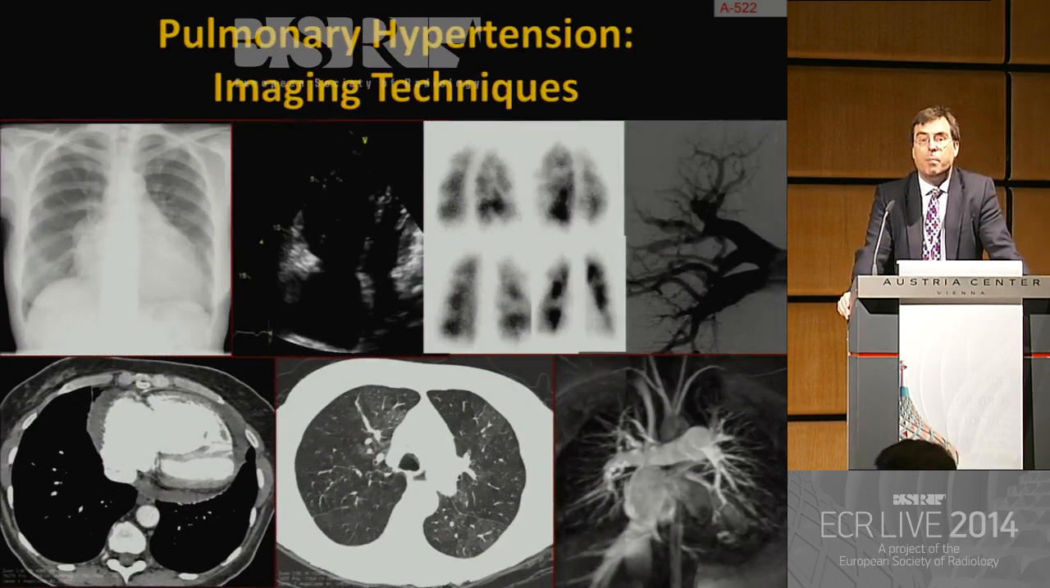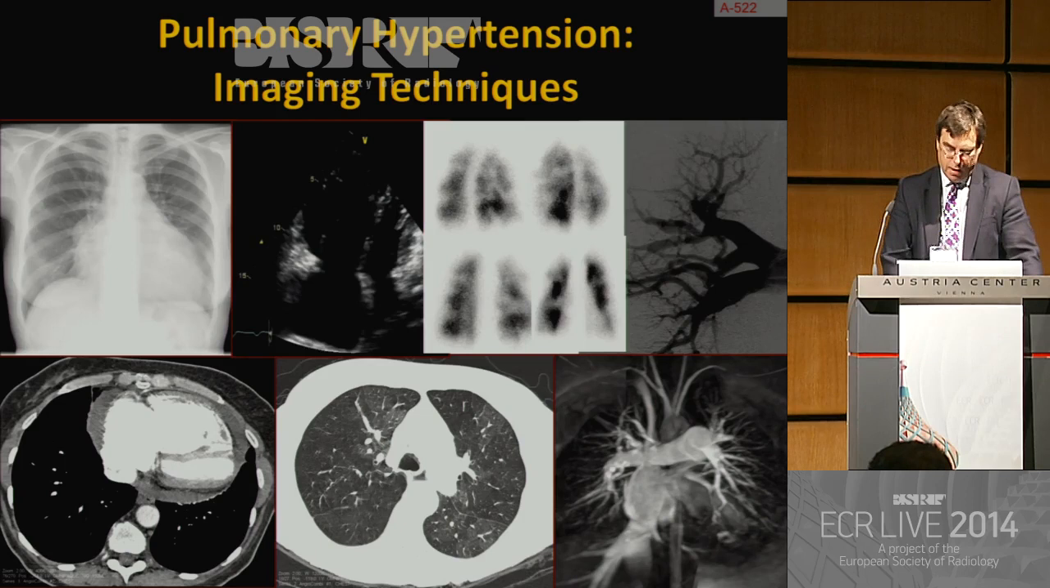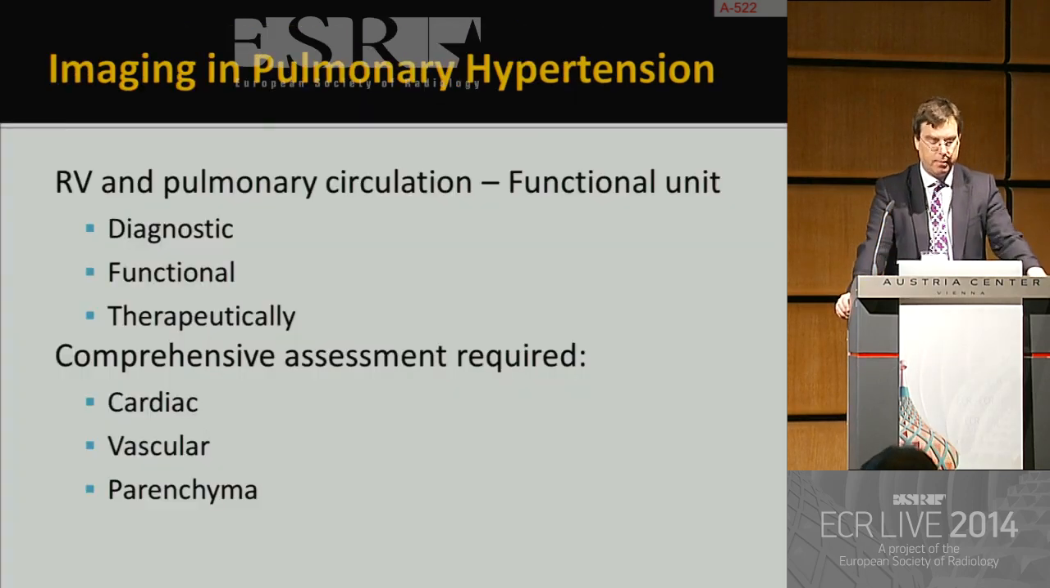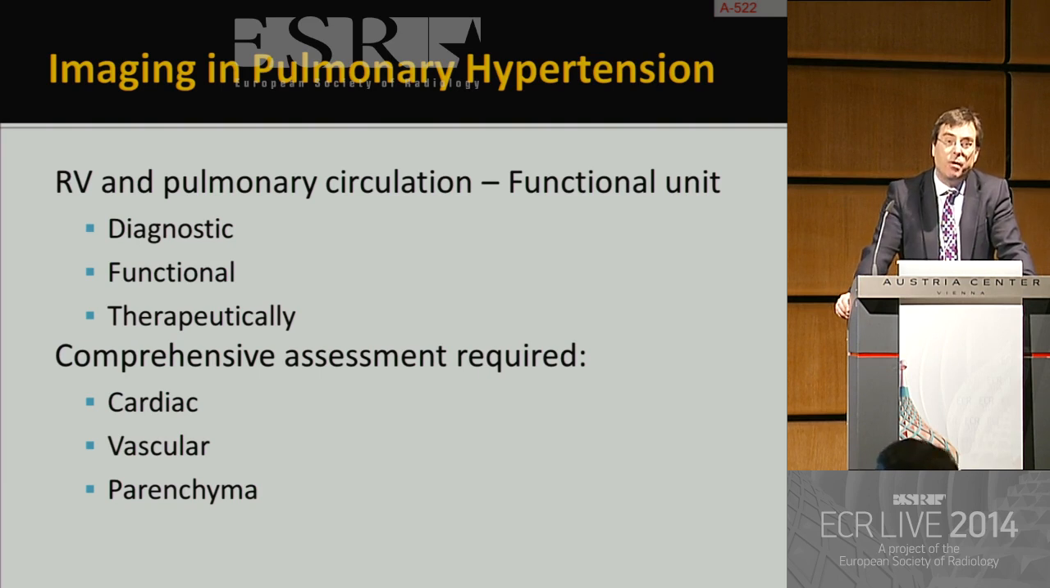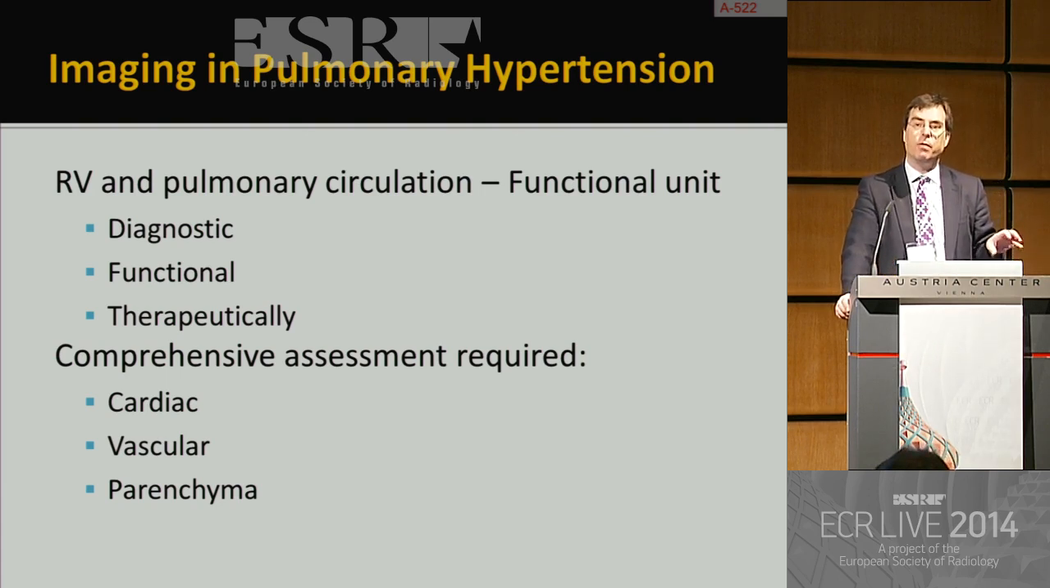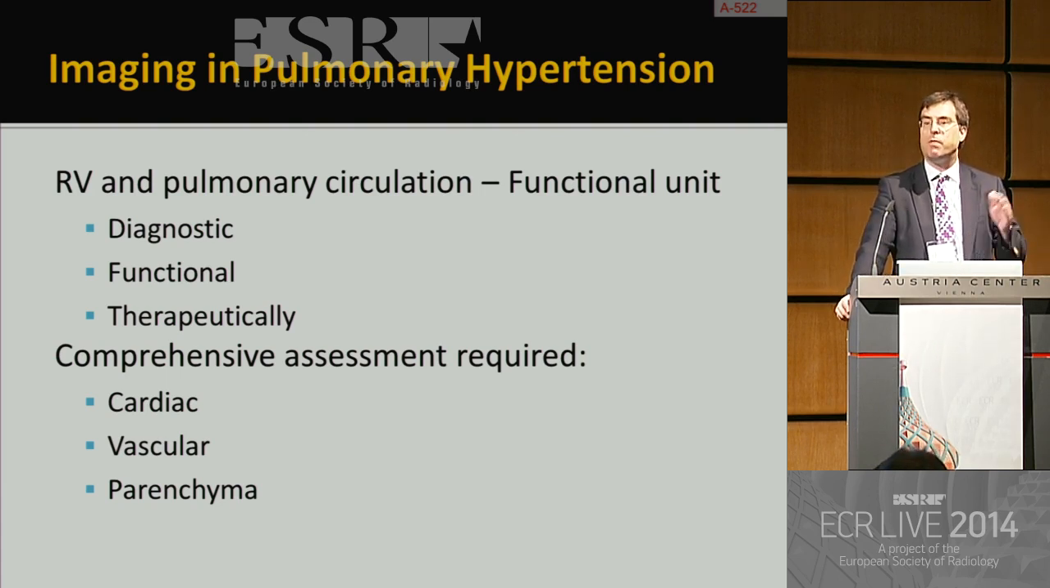We have a range of imaging modalities available to us to evaluate patients with suspected pulmonary hypertension. I'm going to run through those briefly, but leaving lots of space for the next two presenters. It's important to recognize that the lungs, the pulmonary vasculature, and the right side of the heart are all in series. So it's important that we recognize they act as a functional unit. We need to treat them as a functional unit, and we need to try and diagnose them as a functional unit. And that's where I think the real strengths of CT and MR come into the evaluation.